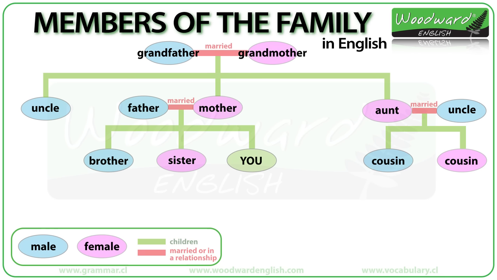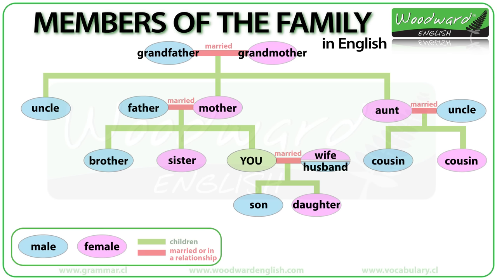Now, imagine you are married. If you are married to a woman, she is your wife. Wife. If you are married to a man, he is your husband. Husband. If you have children, the boy is your son. Son. The girl is your daughter. Daughter. Your son and daughter are your children. Children.